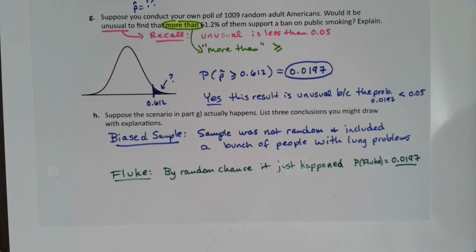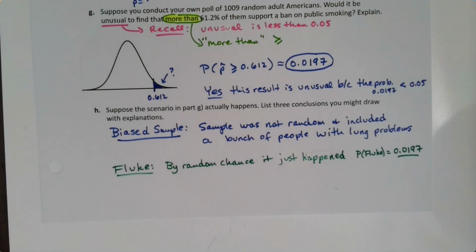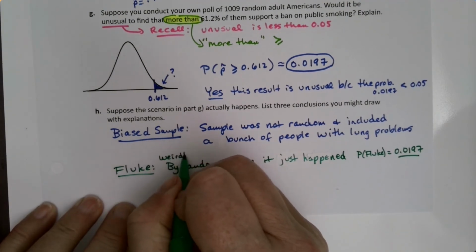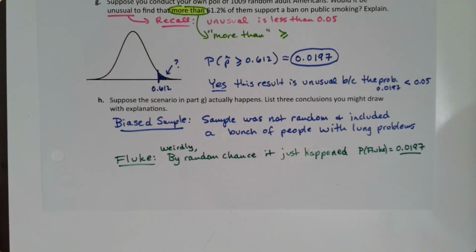I mean, it has to be kind of a rare thing, right? A fluke is a random event happening, something weird happening by random chance. You can even say, like, weirdly. You know, by random chance, it just happened. Okay, so that's another possibility. So either we didn't have a good sample to begin with, or we had a good sample, but it just happened. Weird things happen sometimes.